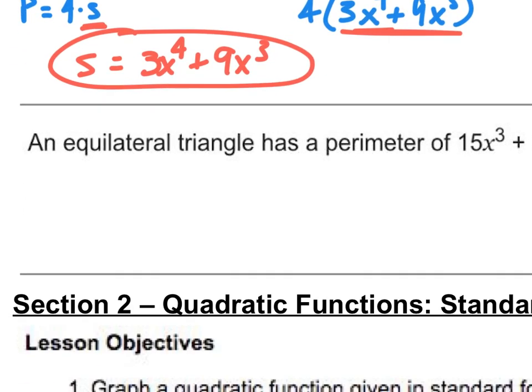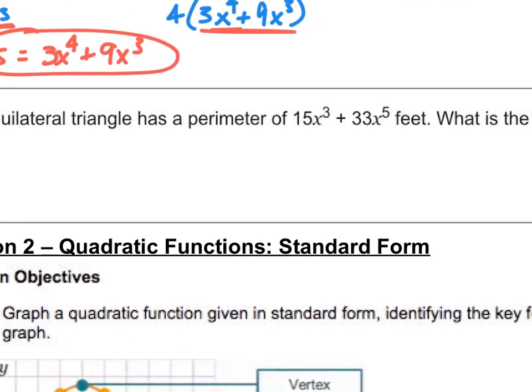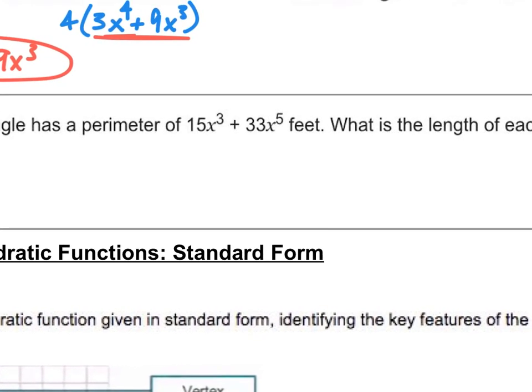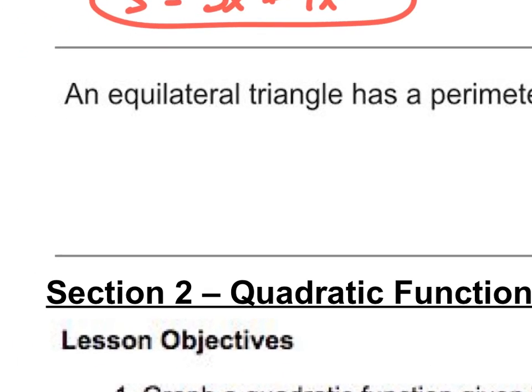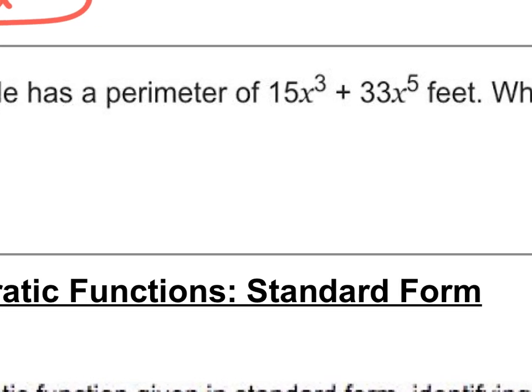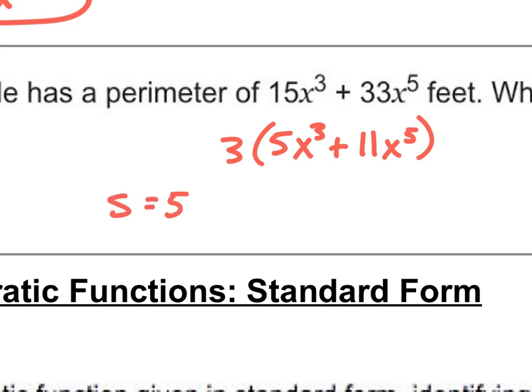An equilateral triangle has a perimeter of 15x cubed plus 33x to the 5th feet. What is the length of each side? So an equilateral triangle is kind of similar. The perimeter is equal to 3 times the side length. So what I want to look at is, can I factor out a 3 out of this? And if we can, then let's do that. I can factor a 3 out of 15. That's going to give me 5x cubed. And then factor a 3 out of 33. That's 11x to the 5th. And that's it. So our side length S is equal to 5x cubed plus 11x to the 5th.